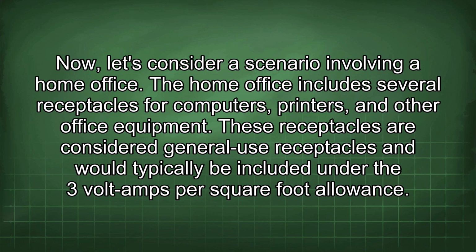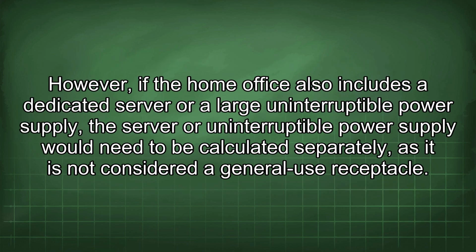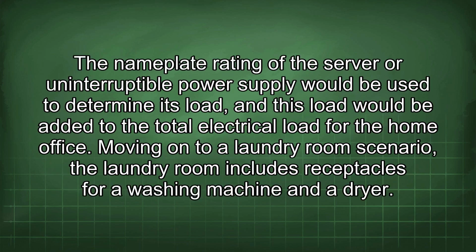Now, let's consider a scenario involving a home office. The home office includes several receptacles for computers, printers, and other office equipment. These receptacles are considered general use receptacles and would typically be included under the 3 volt amps per square foot allowance. However, if the home office also includes a dedicated server or a large uninterruptible power supply, the server or uninterruptible power supply would need to be calculated separately, as it is not considered a general use receptacle. The nameplate rating of the server or uninterruptible power supply would be used to determine its load, and this load would be added to the total electrical load for the home office.